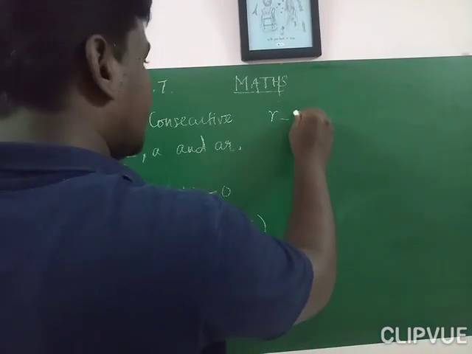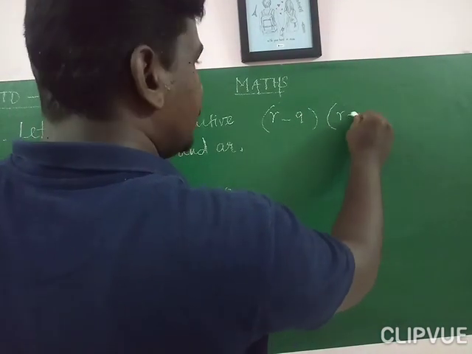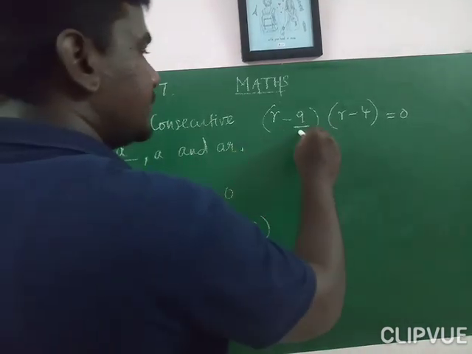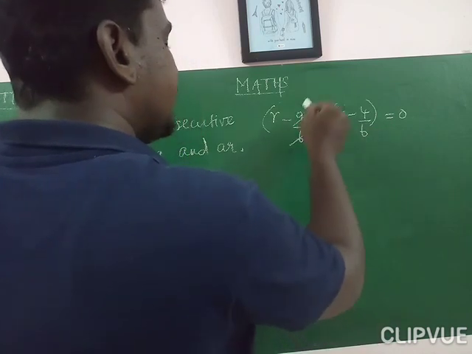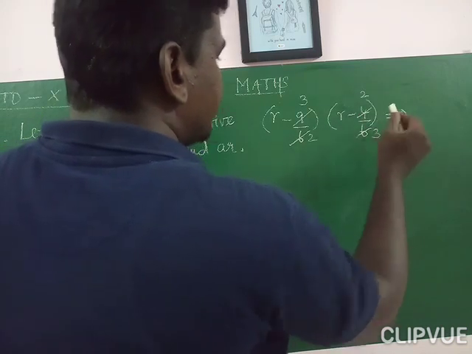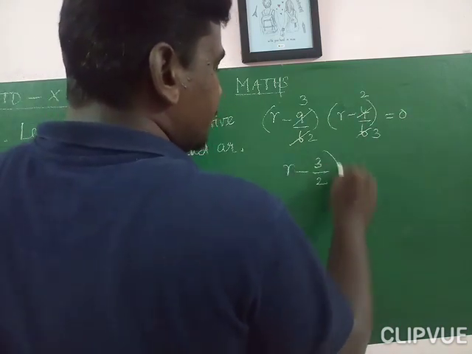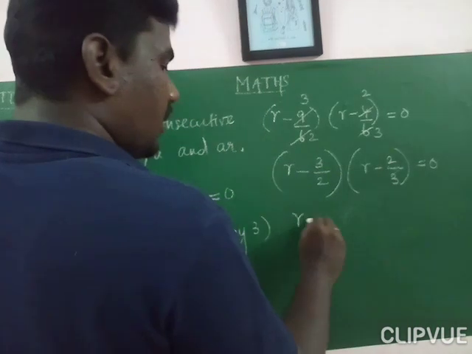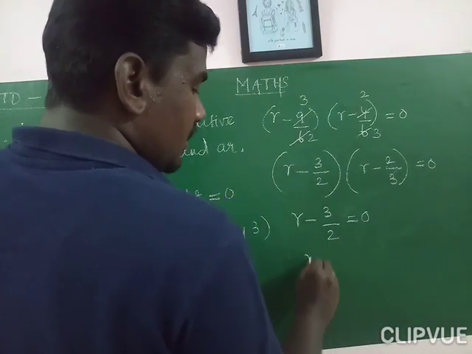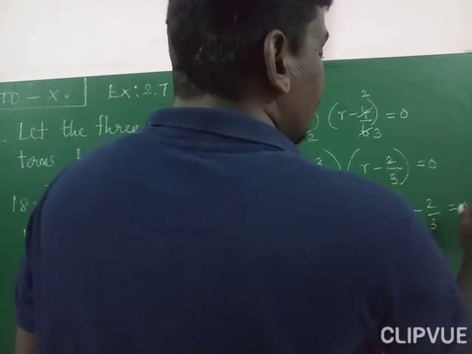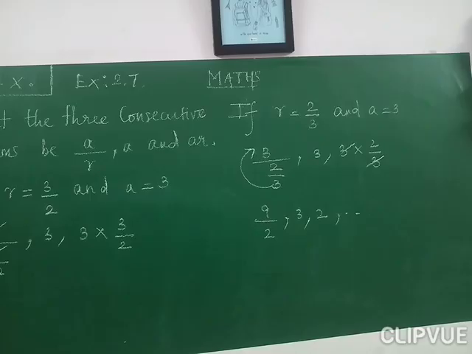So r minus 9 into r minus 4 is equal to 0. Since we multiplied by 6, we divide by the same number 6. So 3 times, here 2 times; 2 table, 2 times, 3 times. So r minus 3 by 2 into r minus 2 by 3 is equal to 0. So r minus 3 by 2 is equal to 0, r is plus 3 by 2. And r minus 2 by 3 is equal to 0, r is equal to 2 by 3. We found the value of r is equal to 3 by 2 and 2 by 3.